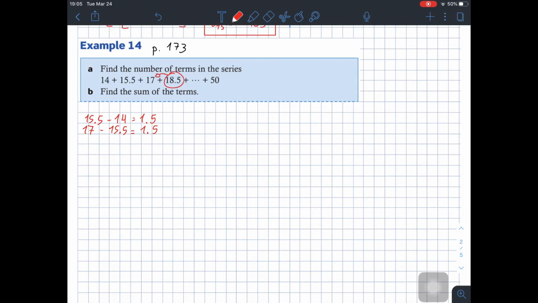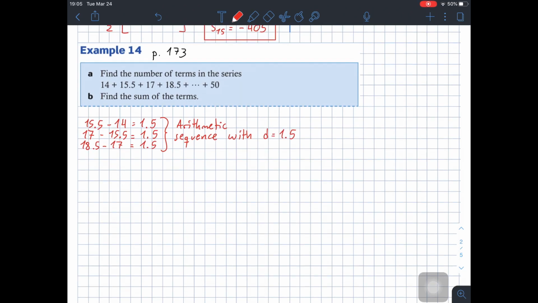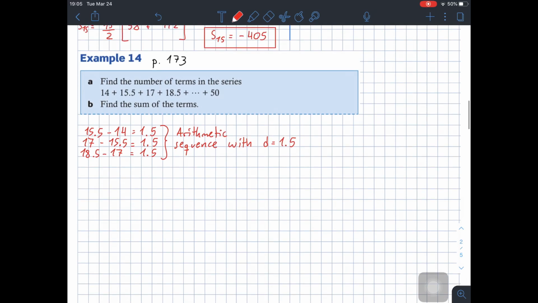Let's do one more time. 18.5 minus 17 gives us 1.5. So this is an arithmetic sequence with a common difference d equals 1.5, positive 1.5. That means that it is an increasing sequence. Okay, so we want to find the number of terms. You see that we're given this last term over here, which in this case would be un, right?